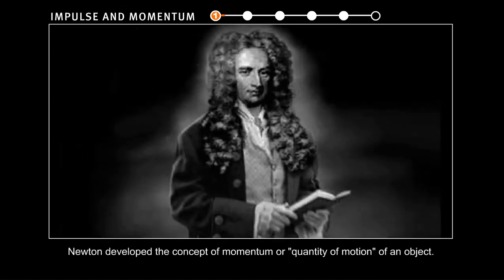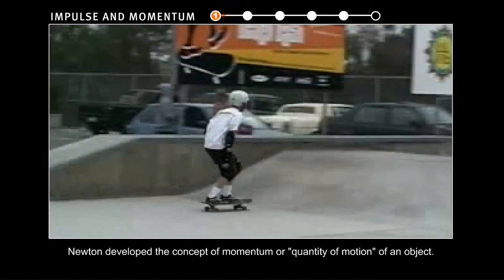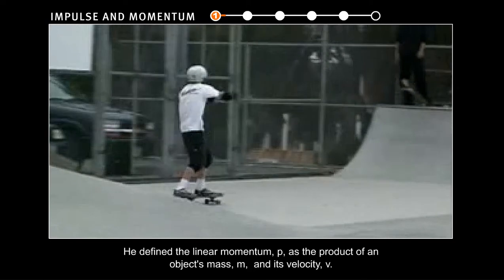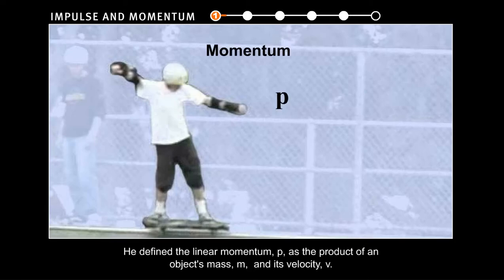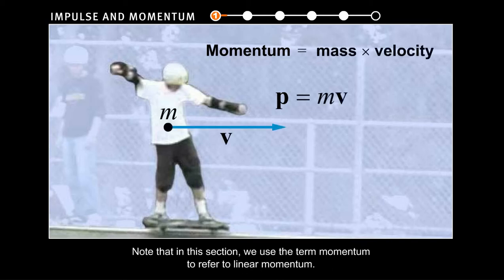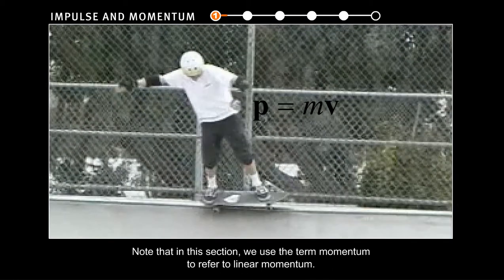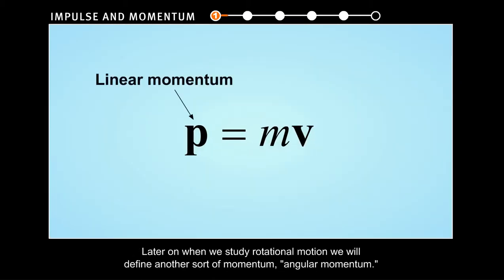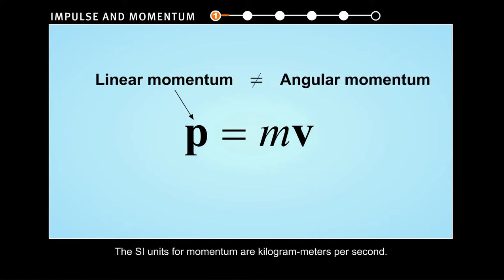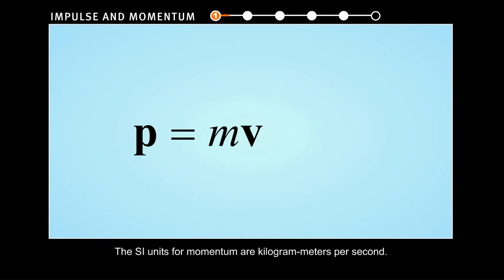Newton developed the concept of momentum, or quantity of motion, of an object. He defined the linear momentum of an object, p, as the product of an object's mass, m, and its velocity, v. Note that in this section, we use the term momentum to refer to linear momentum. Later on, when we study rotational motion, we will define another sort of momentum, angular momentum. The SI units for momentum are kilogram meters per second.